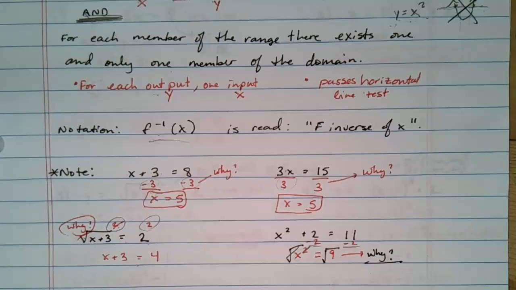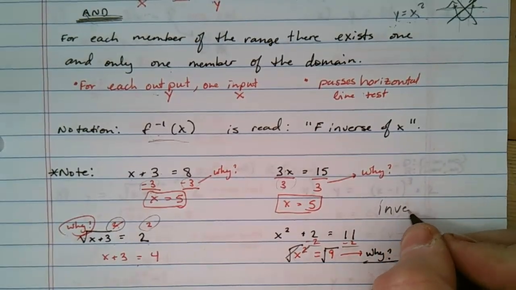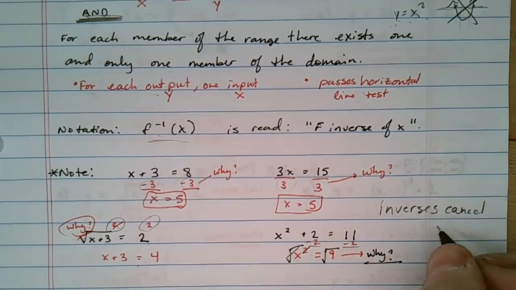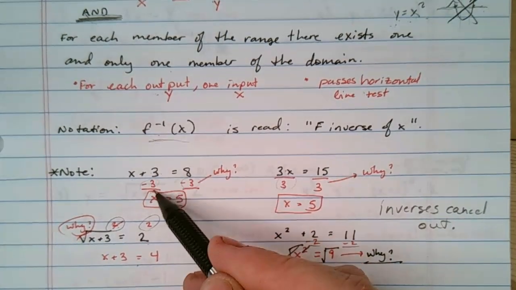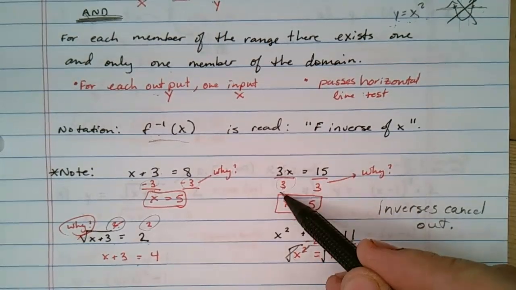Okay? So where I'm trying to get you with this is that inverses, the word we like to use is we like to say they cancel out. Okay? In reality, they don't cancel out. In this case, 3 and negative 3 makes 0. And in this case, 3 and 3 makes 1.